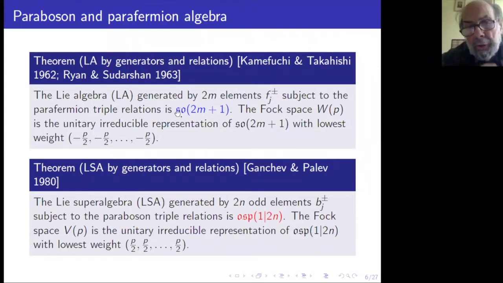So I'm really asking whether this triple relation gives more than the fact that you have an SO(2m+1) algebra and representation. Well, in this case, if you stick to the triple relations that we started with, it's SO(2m+1) or OSP(1|2n), that's it. That's all you have. Okay, thank you. Yeah.